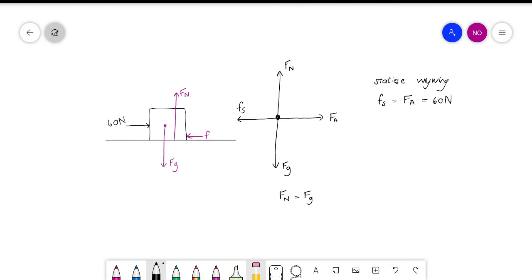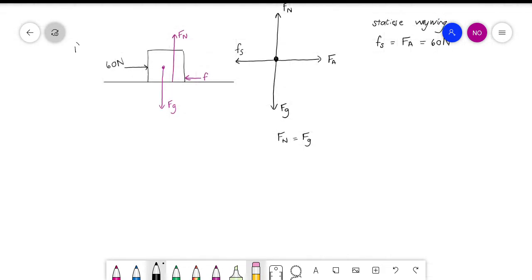Okay, on to number 2. Number 2, it's still Nuku, but now they're saying he's pushing a bit harder with a force of 70 Newton, and this time the crate is at the point where it will start moving. So what is he experiencing now? Is the box moving? No. But he is right at that tipping point. So what type of friction is this? Still static, but it's Fs max.